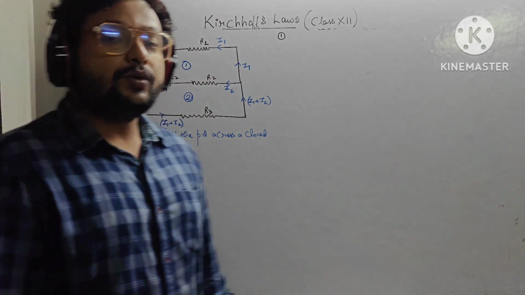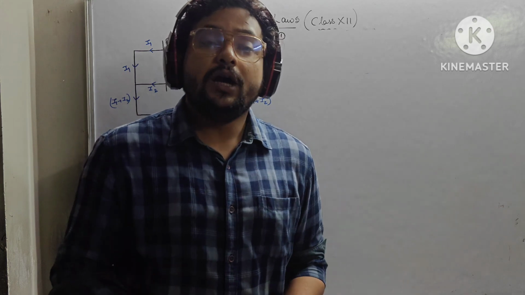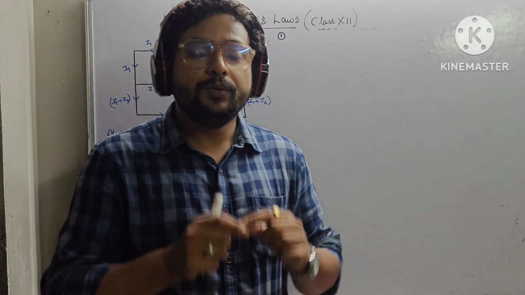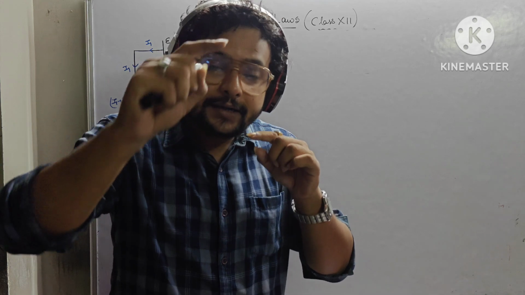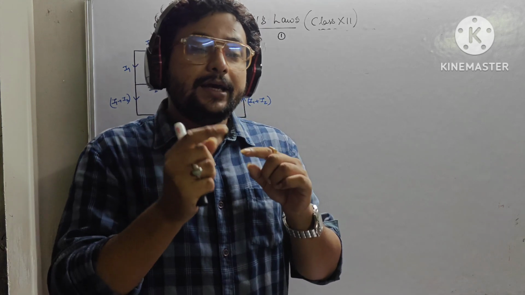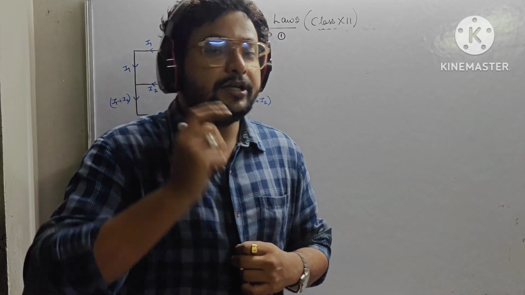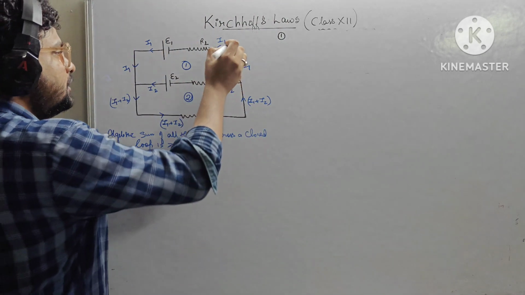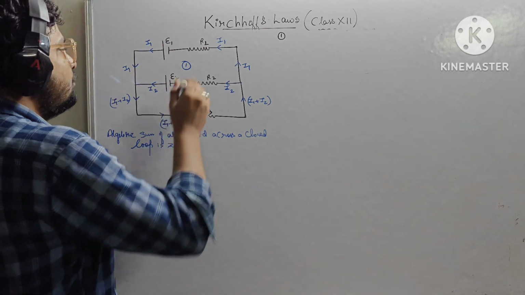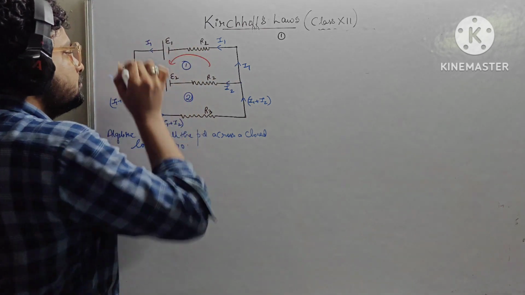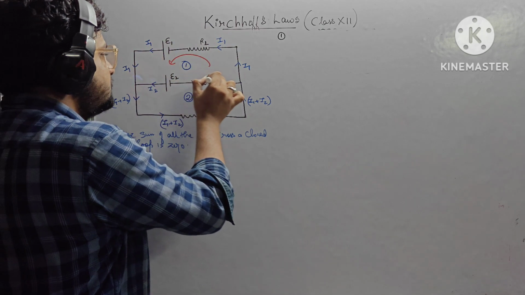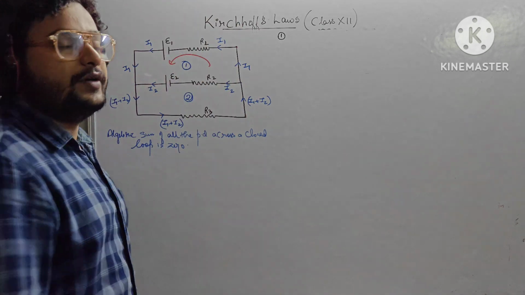Next, the second thing you have to do is start from any point in the loop and go through the entire loop, and again end at your starting point. Suppose in this particular loop, I start from here and decide that I am going to go in this direction, and again I have to come back over here.